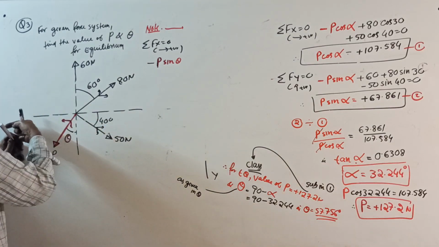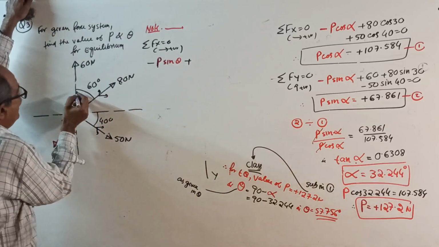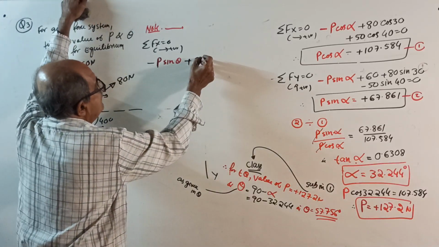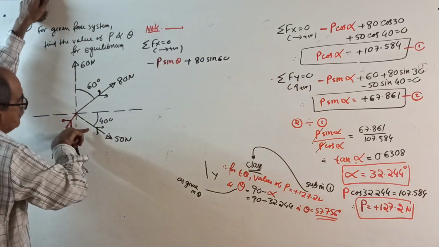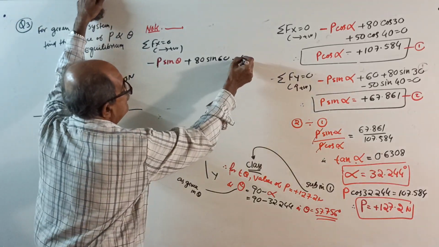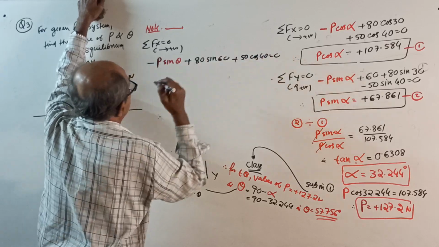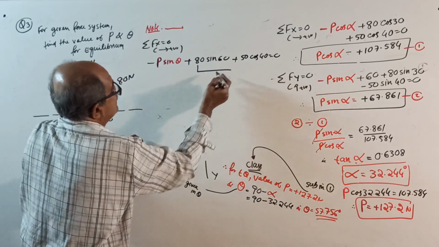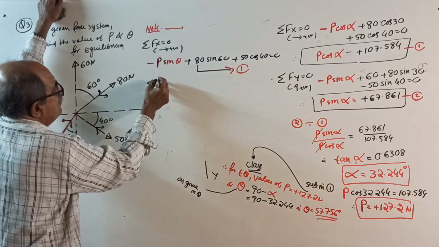Minus P sin theta plus 80 also. Angle with yy is 60, so the x component is plus 80 sin 60, then plus 50 cos 40 equal to 0. Therefore, you get what is called equation number 1. You rearrange it, you do it yourself. Equation number 1.